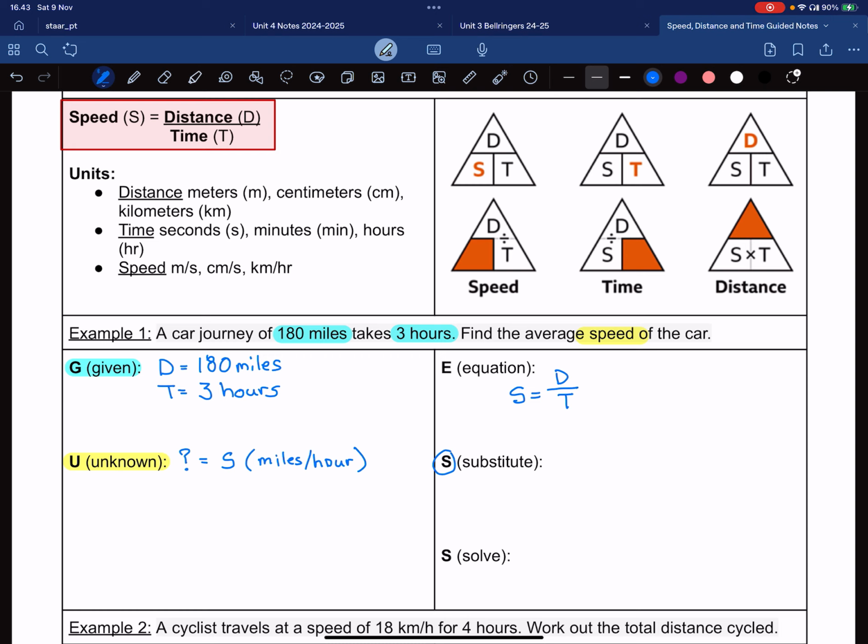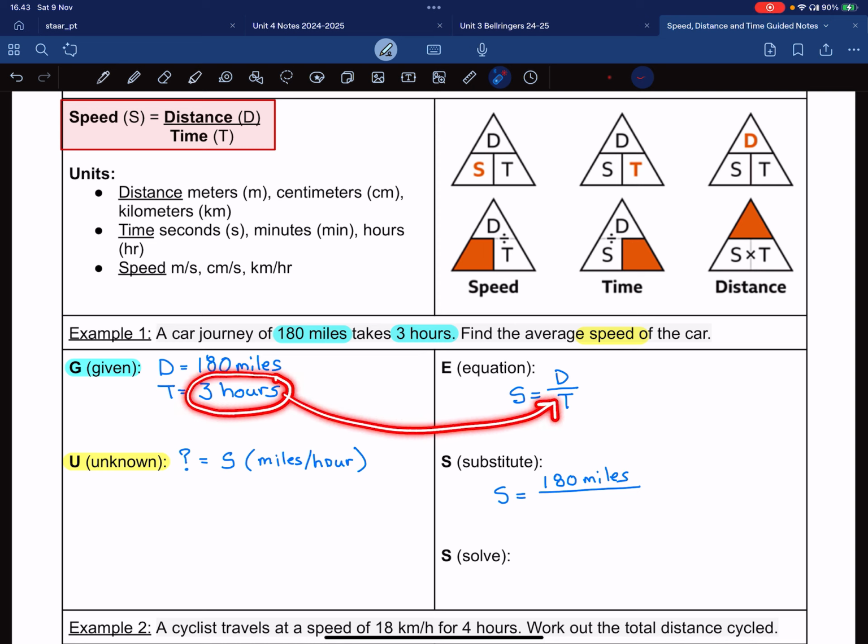The first S stands for substitute. That's where you substitute these numbers into this equation. So I'm going to substitute S, my unknown, is equal to D, 180 miles, divided by T, 3 hours.